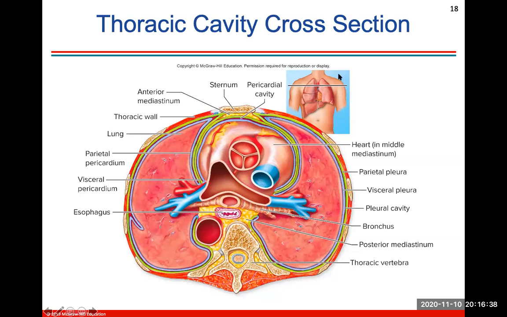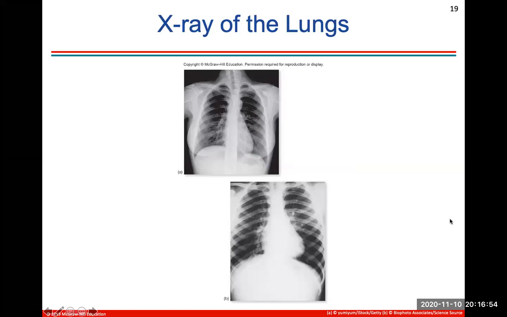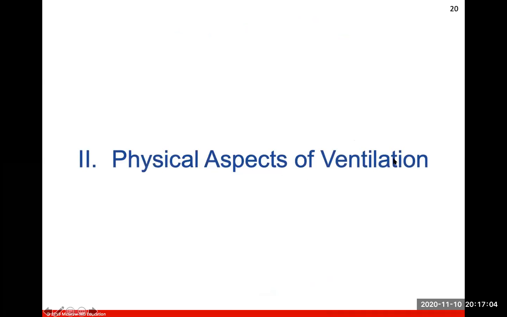This shows you a cross-section of the thoracic cavity, and you can see here where the heart is located. And then you can see here kind of how the lungs surround the heart, with a parietal and visceral pericardium with this space in between. Here's a look at an X-ray of the lungs. So you can kind of see the lungs. You can slightly see the bronchial tree shown there. But again, they lie on either side of the heart within your rib cage.